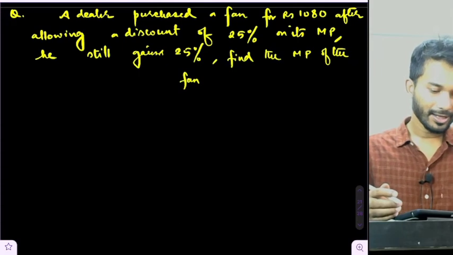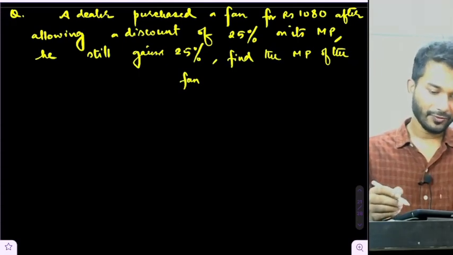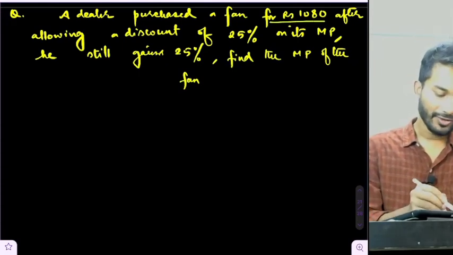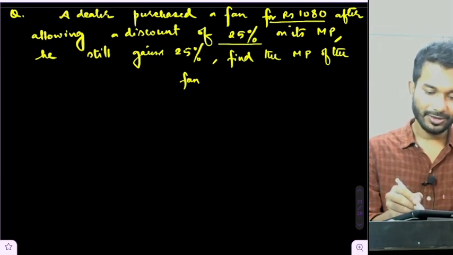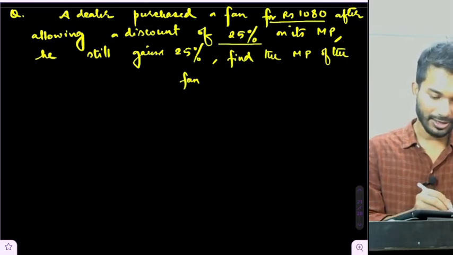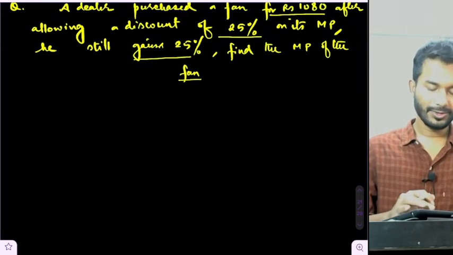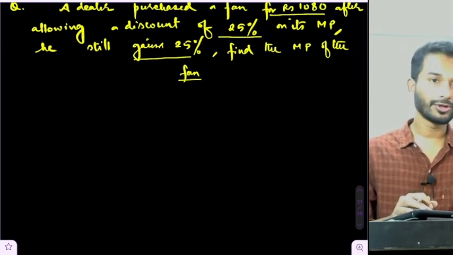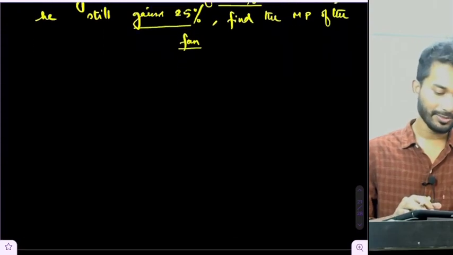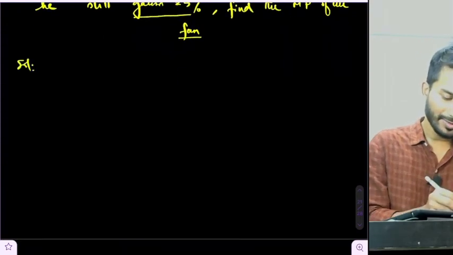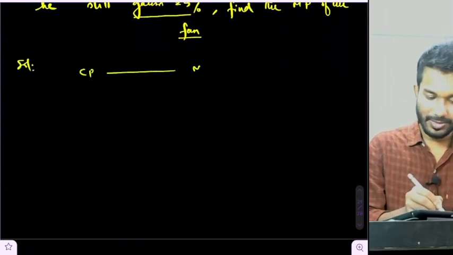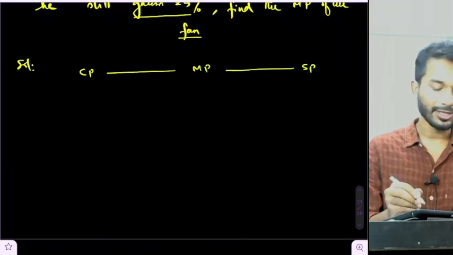What is it? A dealer purchased a fan for rupees 1080 after allowing a discount of 25% on its mark price and still gains 25%. Find the mark price of the fan. Whenever profit loss is involved, and cost price or anything about mark price is given, you just write it in this manner: cost price, mark price, selling price.